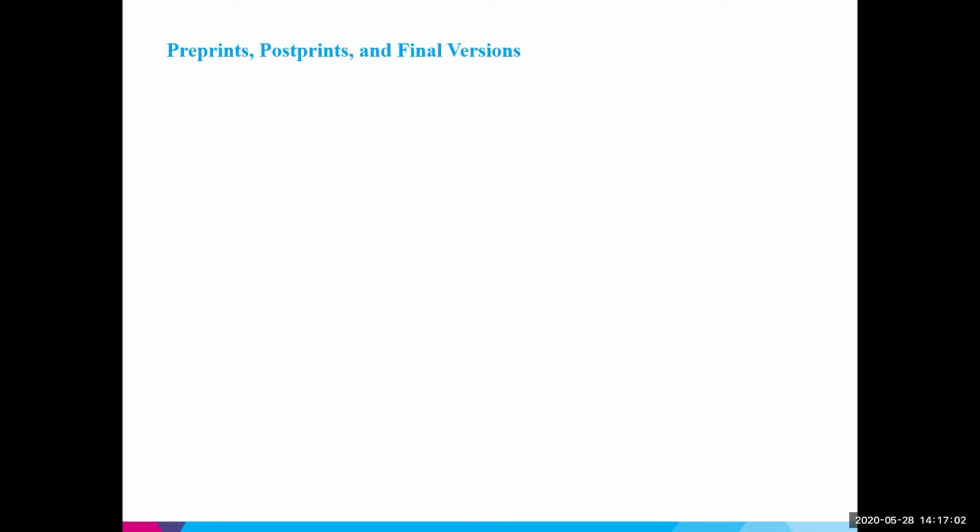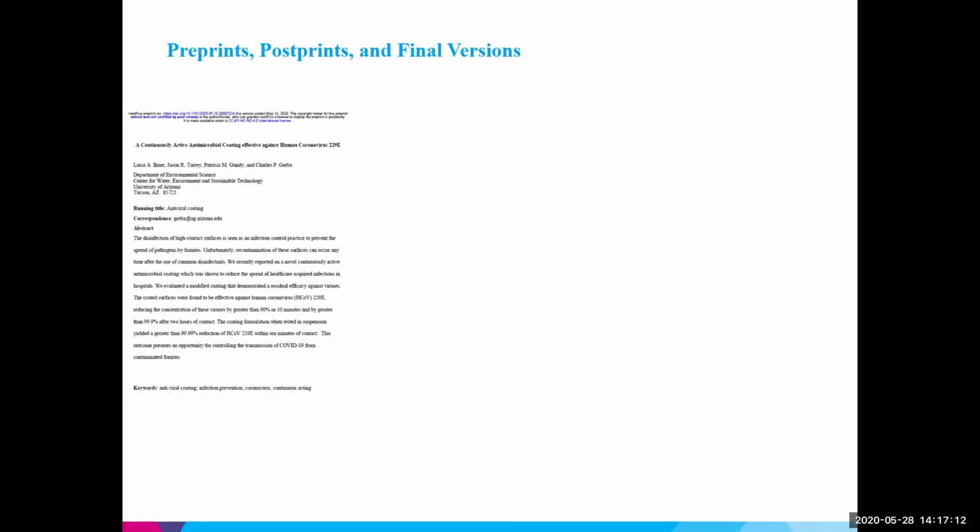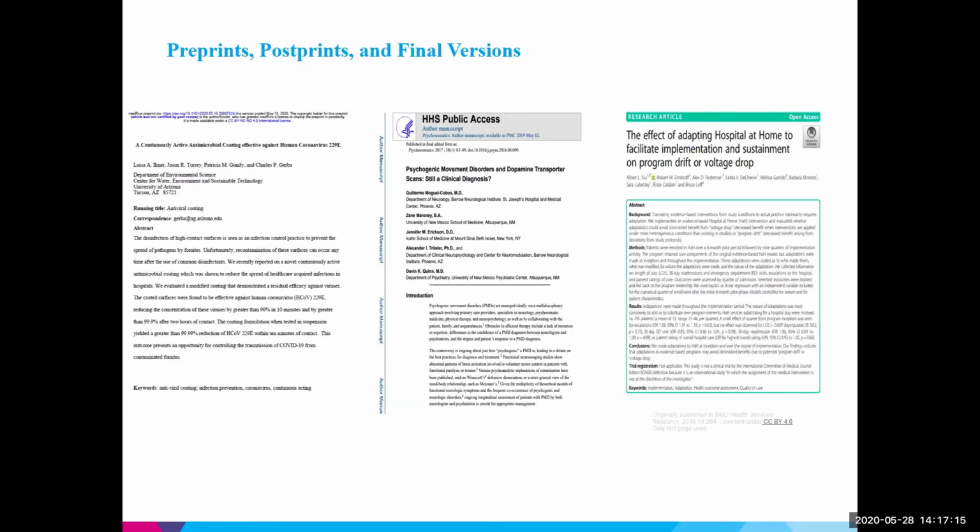So these are preprints, postprints, and final versions. And I'm going to go into what each of these is. So this is a preprint, this is a postprint, and this is a final version. And there is quite a bit of difference. These are 3 different articles, so it's not the same article in different versions. But this is generally what you'll see when we're talking about these types of article versions.